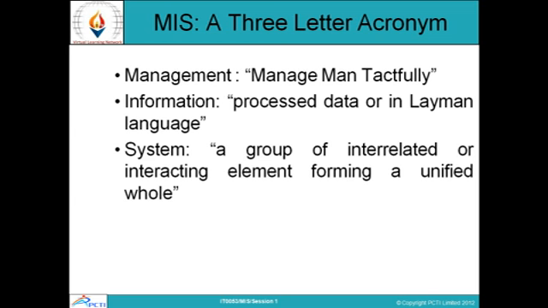Next term is system, which means a group of interrelated or interacting elements which ultimately forms a unified whole. Because a system is developed to achieve the common goals of the organization, and it is a collection of different components. A system is basically the collection of different components, and these components should interact with each other in a unified whole.